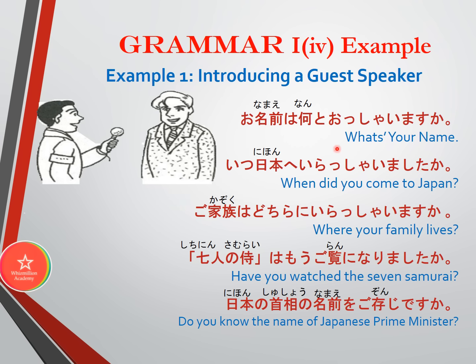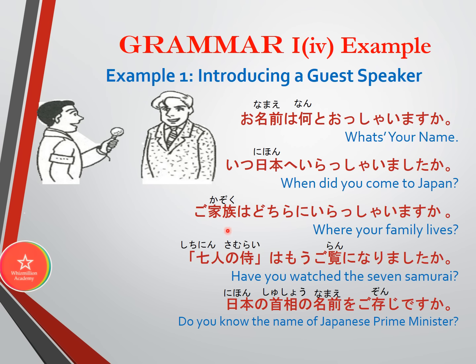The first question, what's your name? お名前は何とおっしゃいますか? おっしゃいますか is a sonkeigo equivalent word for imasu. And Michael will reply, Michael to imasu. I'm called Michael. When did you come to Japan? いつ日本へいらっしゃいましたか? 去年の4月に来ました。I came last year in April.